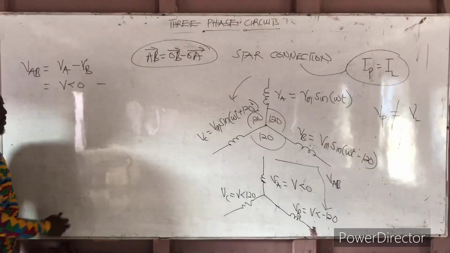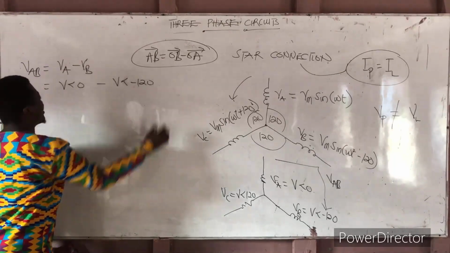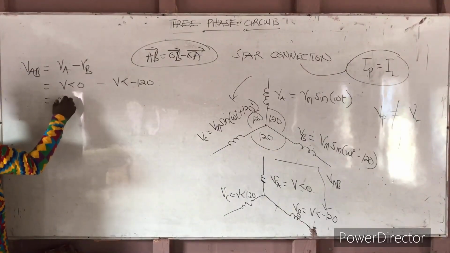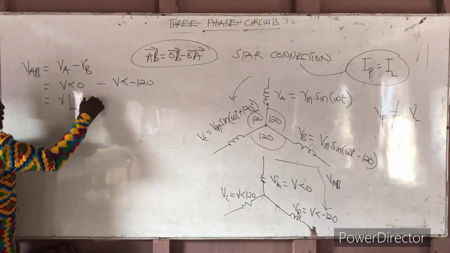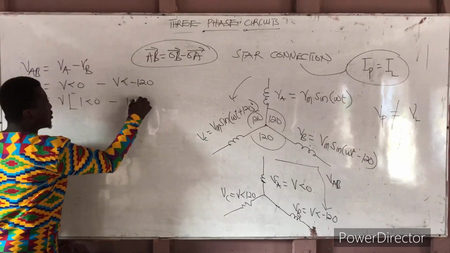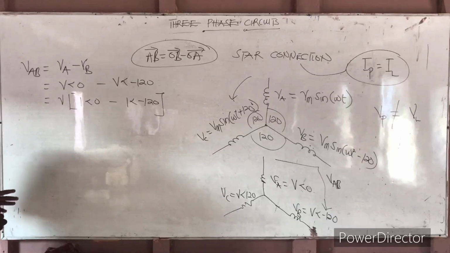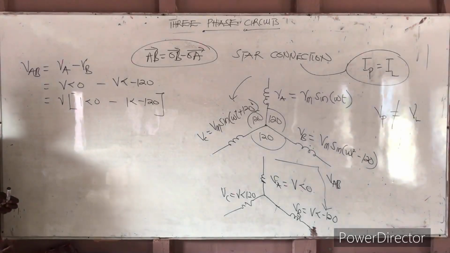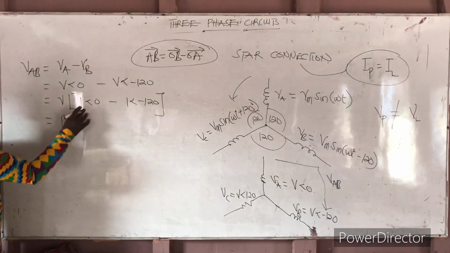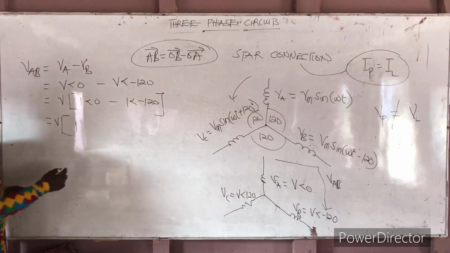minus, what is our VB? It is given as V angle minus 120. What is going to happen with this? We can factorize V out. Then you'll be left with 1 angle 0 minus 1 angle minus 120. So from the complex math we learned, 1 angle 0 will always give you 1. So your V will still be standing outside.